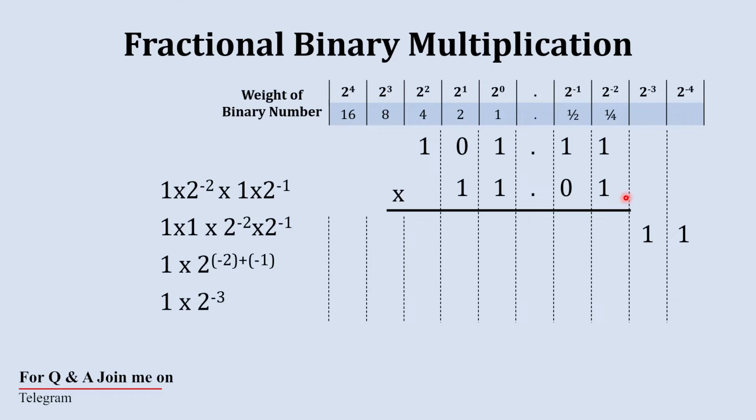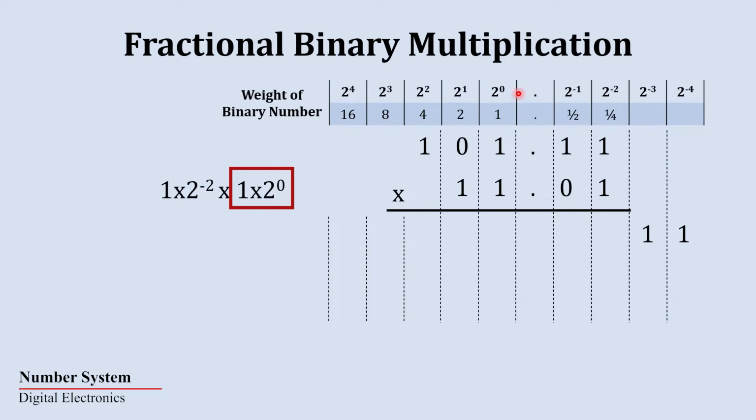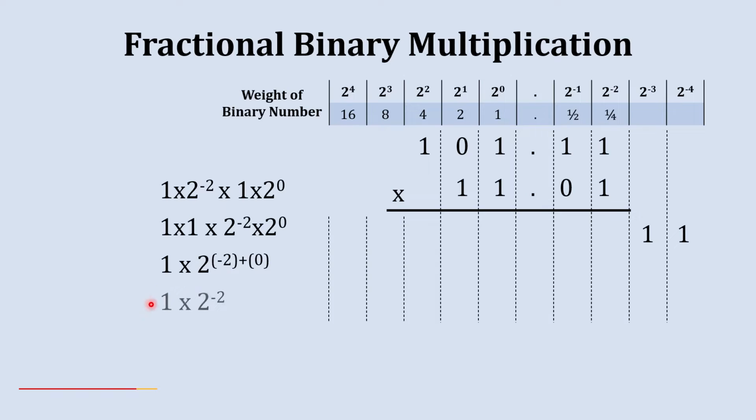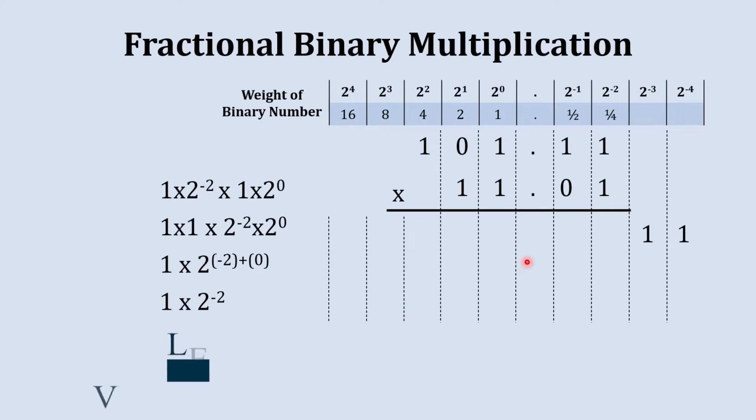Now we'll jump to the next digit and we'll multiply this 1 with this one. When we multiply this 1 which has a weight of 2 raised to minus 2 with this one which has a weight of 2 raised to 0, the multiplication is 1 and the multiplication of their weight will be 2 raised to minus 2. So we'll write this 1 at place value of 2 raised to minus 2, which is here. So multiplication of these two 1s is 1 and the place value is 2 raised to minus 2.